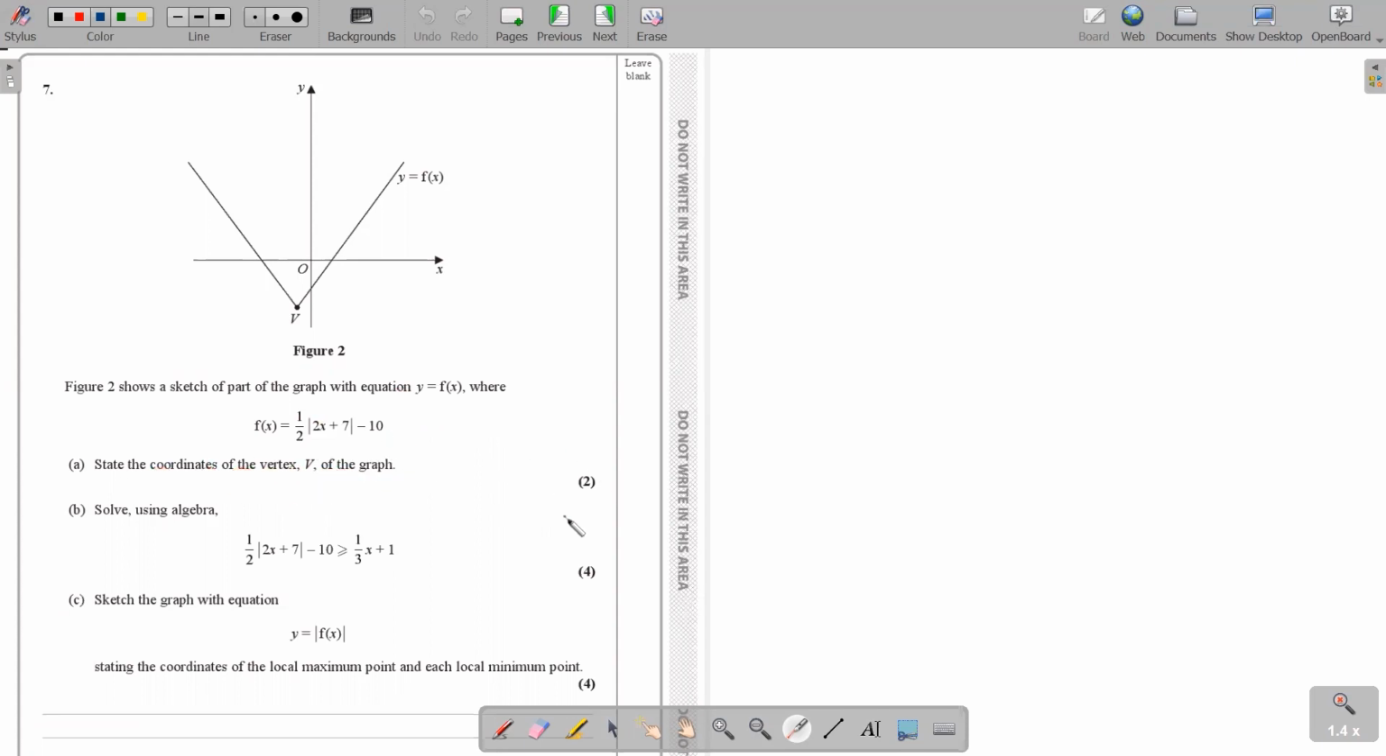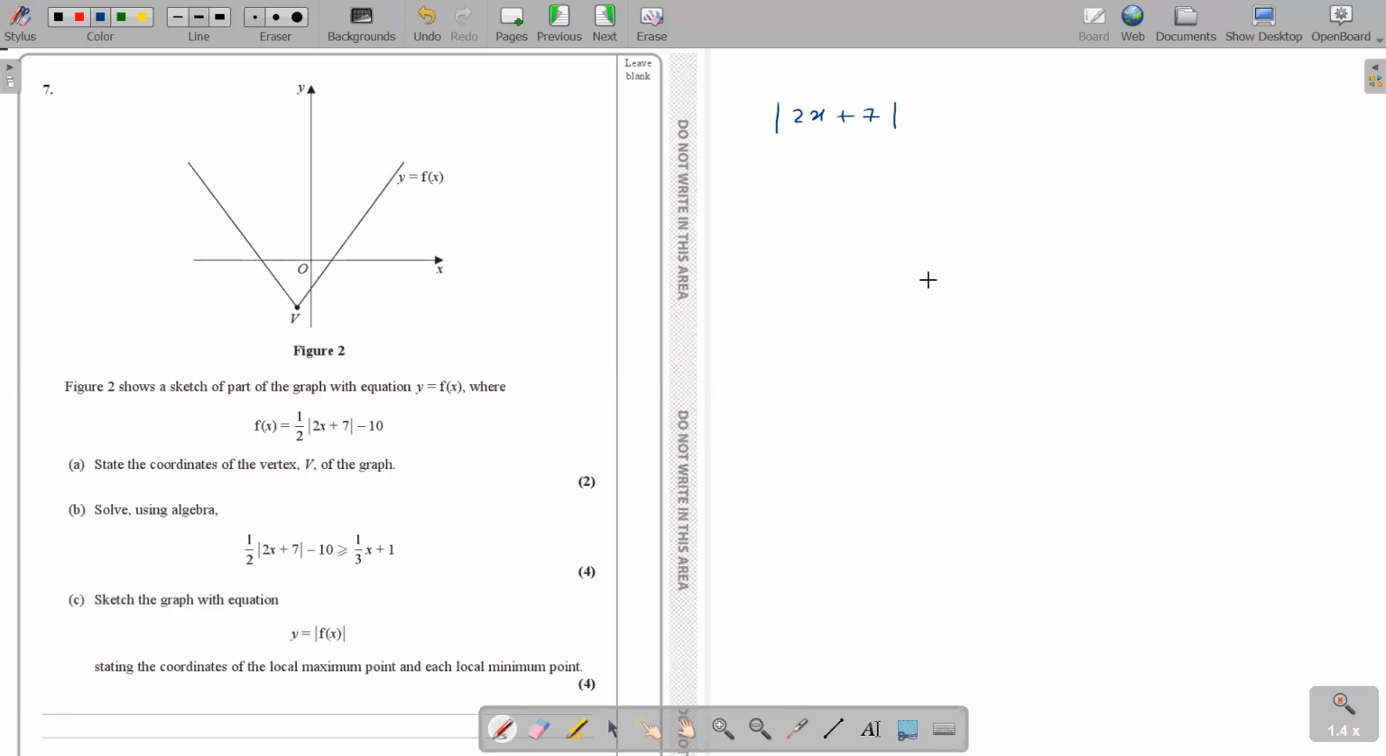Okay, so the coordinates, obviously, you need to write the x, y coordinate, 1 mark for x, 1 mark for y. So what's the easiest way to get the coordinates of this vertex? Basically, you think of this graph as a series of transformations. The original graph is modulus x, then you have 2x, or you can think of the original graph as modulus 2x plus 7.